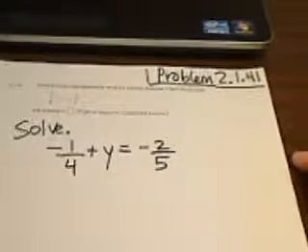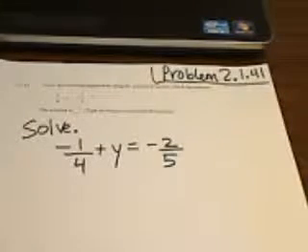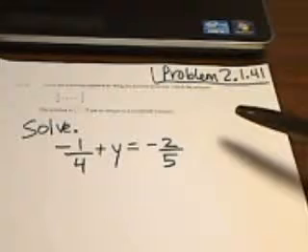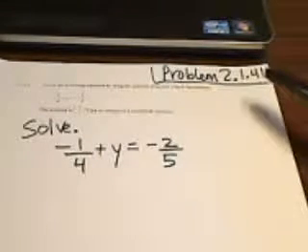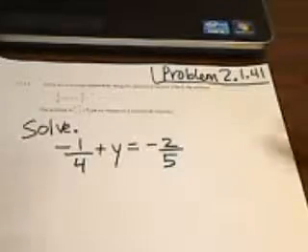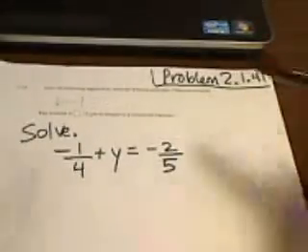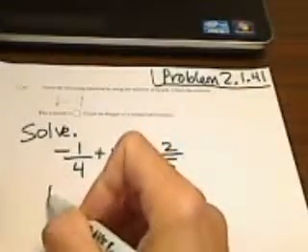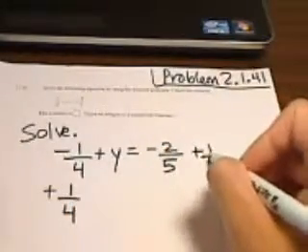Okay, this is problem 2.1.41, and they're asking us to solve negative 1/4 plus y equals negative 2/5. There's actually a couple of ways to solve this, and I'm going to show you both ways because I think it's important for you to understand the difference. The first thing is they ask us to solve using the addition principle. Solving using the addition principle would mean that I would just add 1/4 to both sides of the equation.